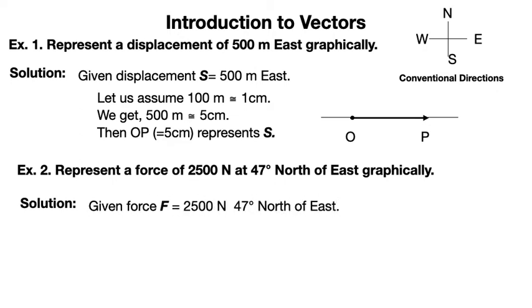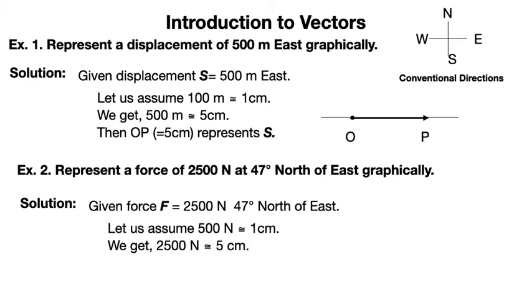We are given that the force F is 2500 Newton, 47 degree north of east. We again have to choose a scale, say 500 Newton represented by 1 centimeter. On this scale, 2500 Newton will be represented by 5 centimeter. Here is the reference line. We call it OX.